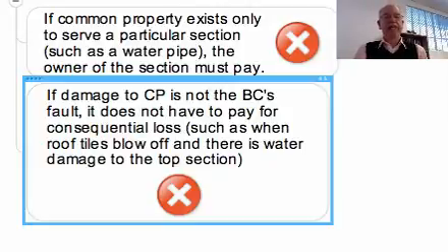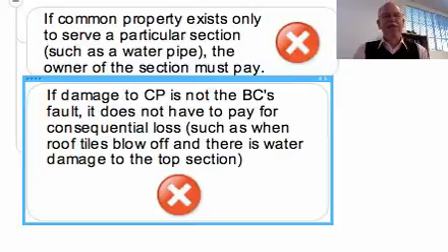The other misconception is that if damage to common property is not actually the body corporate's fault, then it doesn't have to pay for any consequential loss. I've seen this come up quite a lot, such as when roof tiles blow off and there's water damage to the top section, probably goes through the rhino board and down. It's not about whether the body corporate failed to do anything. It's not a question of apportioning blame.